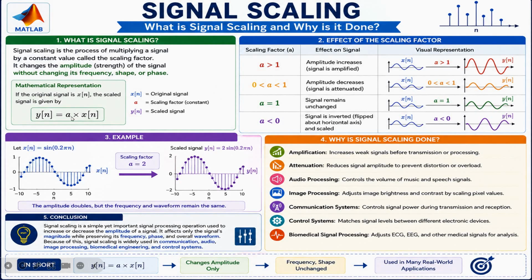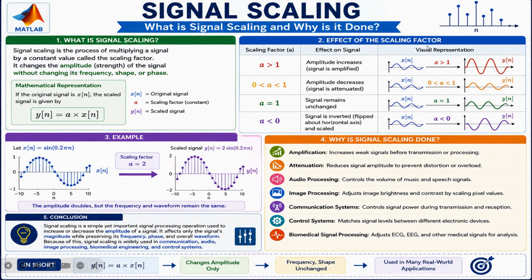Mathematically, we'll represent it as y of n is equal to a, or you can take it as alpha, into x of n. So original signal is what? x of n. This alpha is the scaling factor which will be a constant, and y of n is the scaled signal, that is the output.